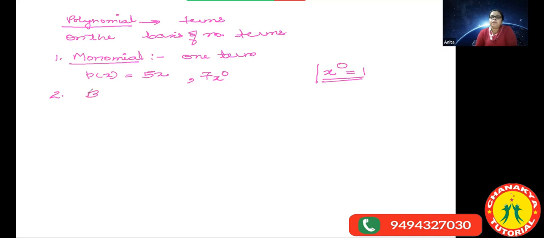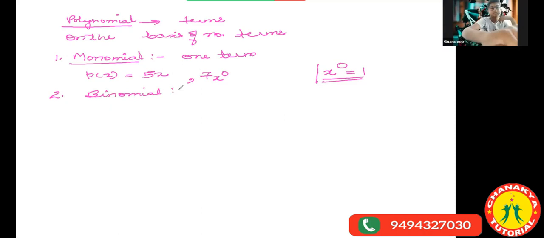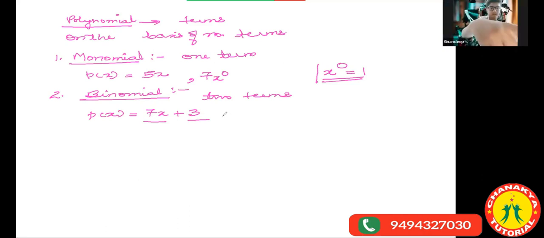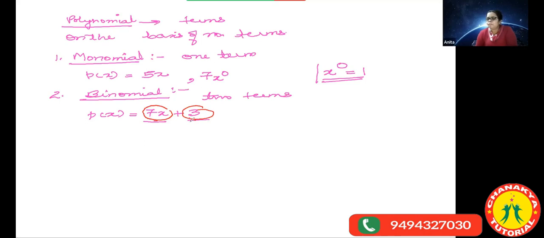Now second is binomial. Containing two terms. Yes, good. Which contains two terms. Very good. Suppose if I'm writing a polynomial like this, 7x plus 3. So here we are having two terms, 7x plus 3. Right? It's monomial, right? No. Why monomial? Only one term is there. No, 7x plus 3. Here we are having two terms. Clear? These two terms are combined with operator plus. I thought that if there are two variables, it's binomial. No. Two terms only, not two variables.